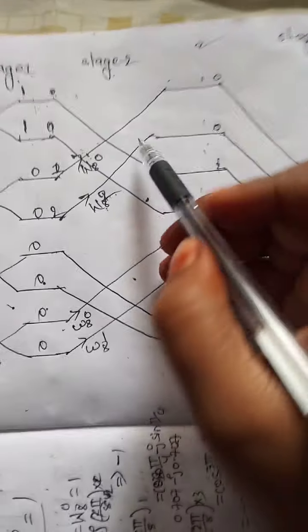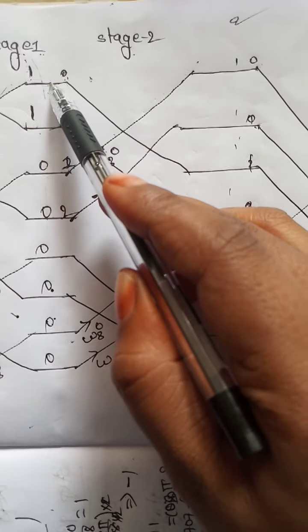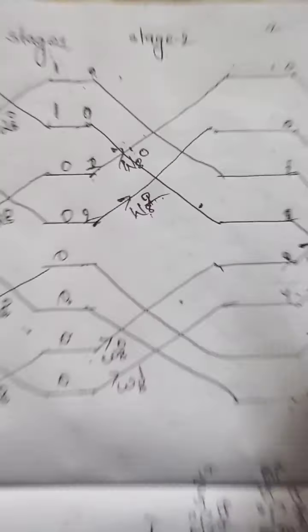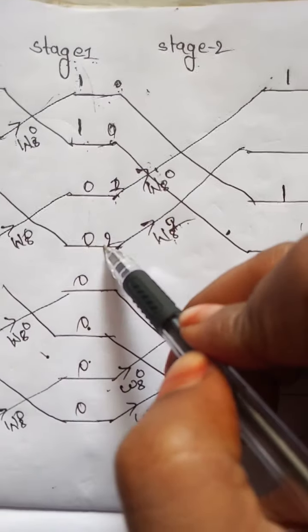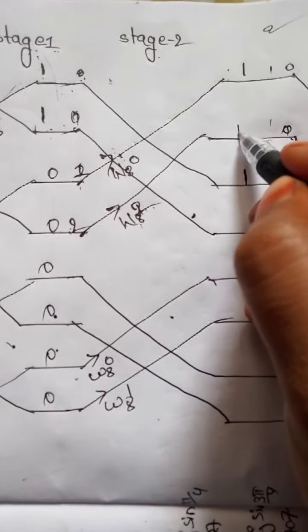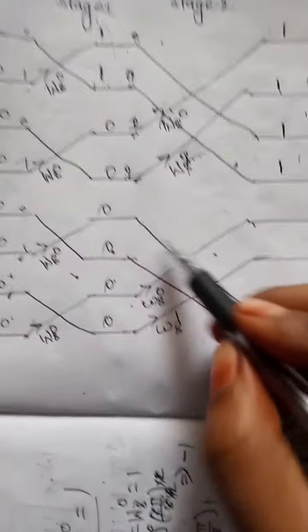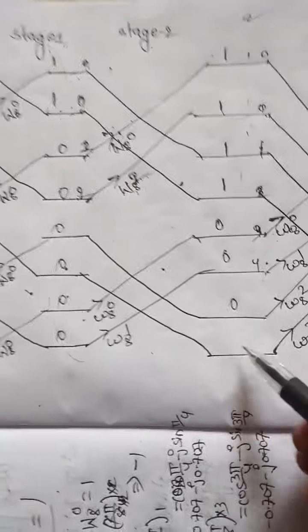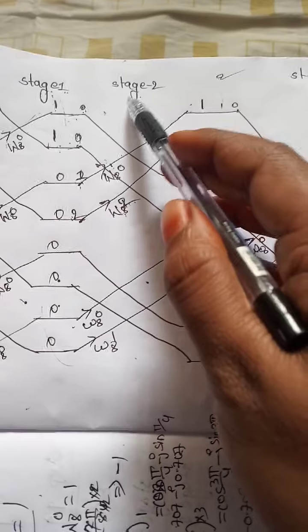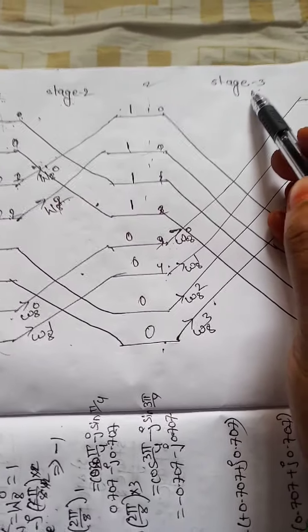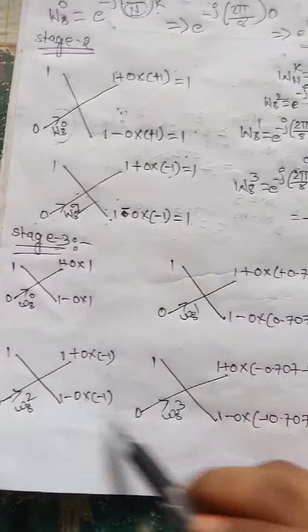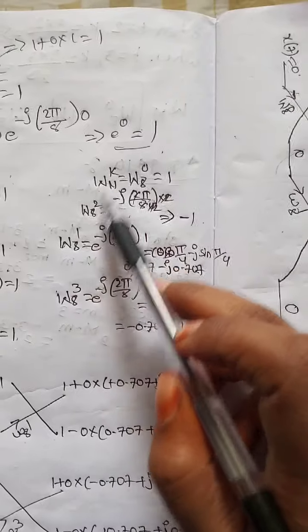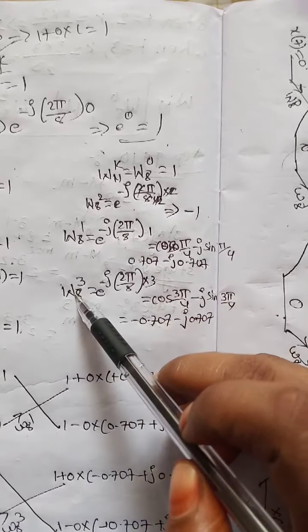For stage 2, for the factor 1 0 we got inputs 1 1, and the next butterfly inputs are 1 0. For the 1 0 we got again 1 1 1, and these are zeros. So these are the outputs for stage 2, and they are given as input to stage 3. For stage 3 we are having 4 twiddle factors, W8 of 0, W8 of 1, W8 of 2, W8 of 3.